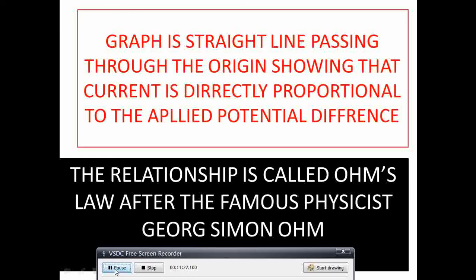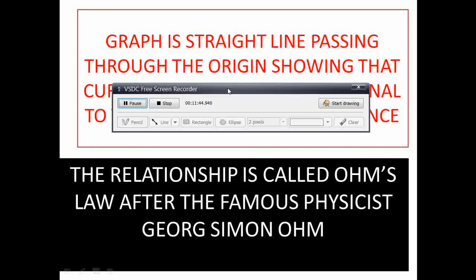Therefore, what we have just been shown is that, sorry for this error, the graph is a straight line that is passing through the origin, showing that the current is directly proportional to the applied potential difference. So this relation is what we call Ohm's law. It is named after the famous physicist Georg Simon Ohm. Now, what does this tell us?